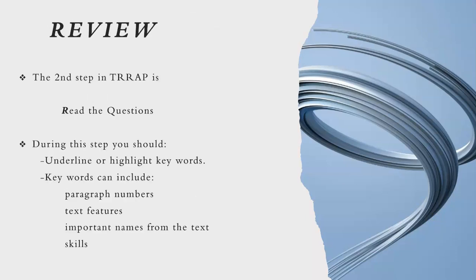Our review: the second step in our TRAP strategy is to read the questions. During this step, we should always underline or highlight keywords. Those keywords can include paragraph numbers, stanza numbers, and sentence numbers. They include mentions of text features like captions under a picture, or the title, or a graph, and so on and so forth. It might also include important names from the text, such as character names or, like in our example text, people that are important to the history or to the topic of the passage. And they will mention skills like summarizing, or which detail supports this. So we're asked to identify a lot of key information both within the text and skills that we've previously learned.